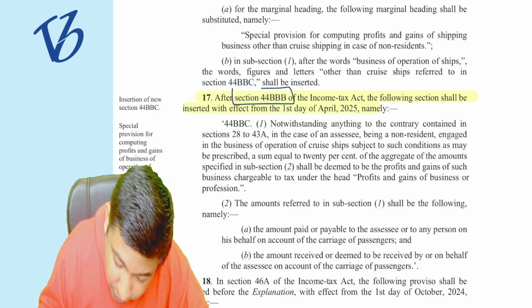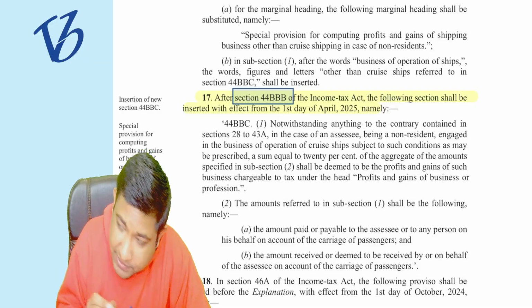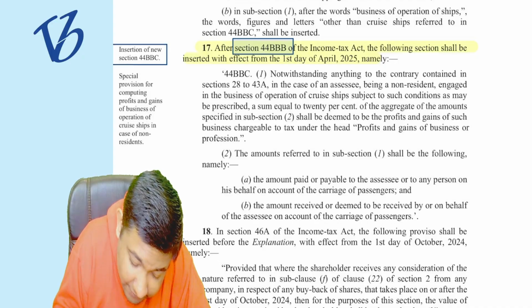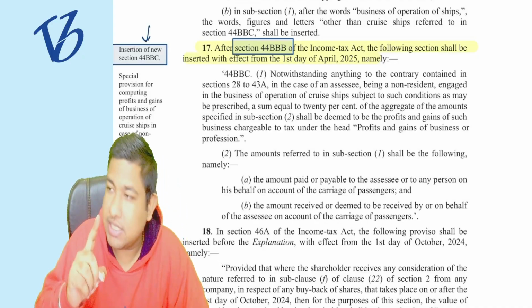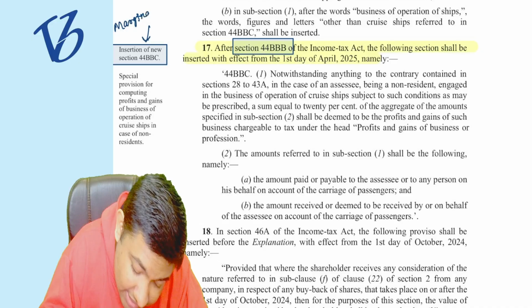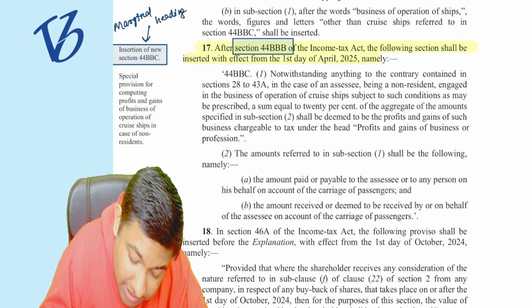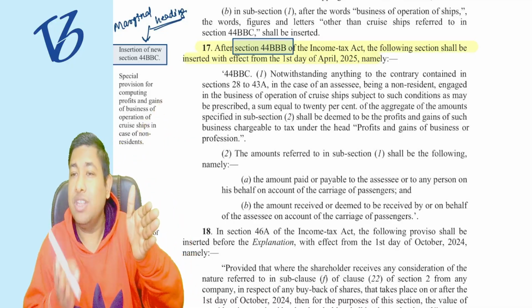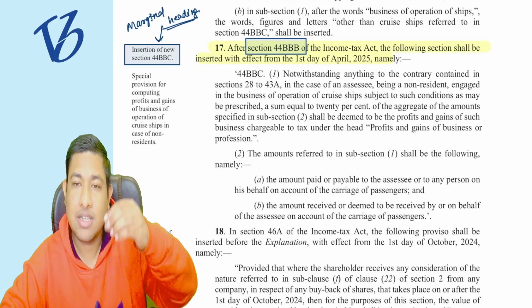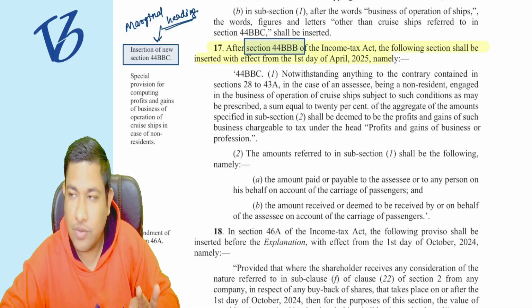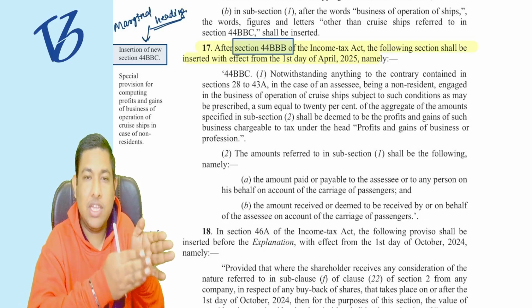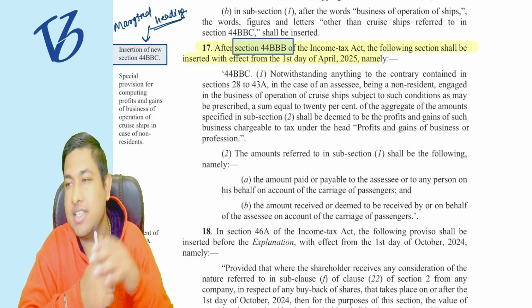What is section number 44BBB? See, beside this particular provision there is a heading given: insertion of a new section 44BBC. That is what a marginal heading is. Why is it a marginal heading? Because it is given on the margins of the act. It is very easy to understand, because the word itself clarifies it. Whatever headings are given in the margins of the act are known as marginal headings.